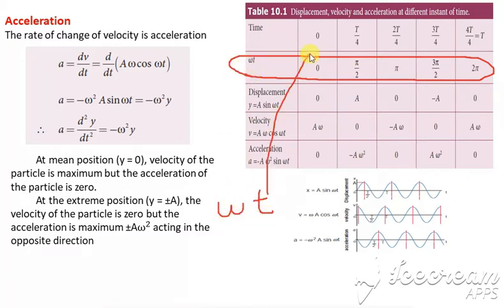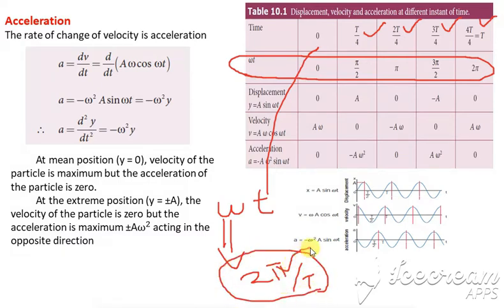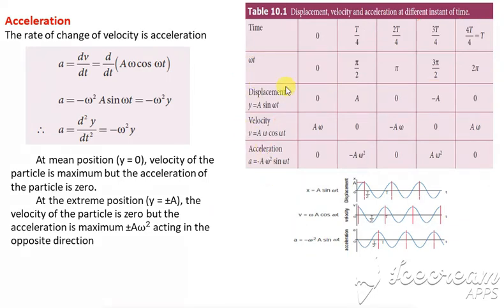So t values are given here as 0, t by 4, 2t by 4, 3t by 4 and t. And what is the value of omega we are going to substitute? We are going to substitute omega equal to 2 pi divided by t. சரியா? So இந்த omega value போட்டுட்டு இந்த t value போட்டுட்டு we have found out the value of what? Omega t. Yes, next we are going to find the equations for displacement, velocity and acceleration using this omega t value.